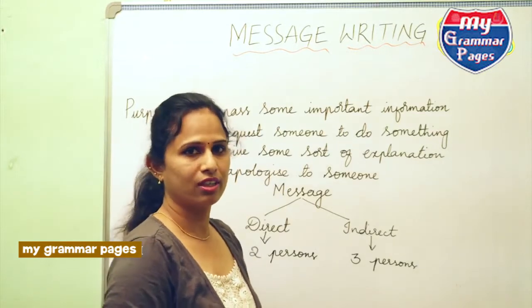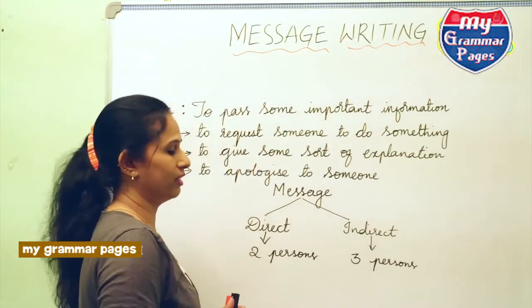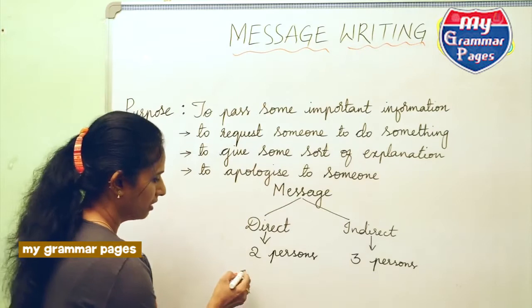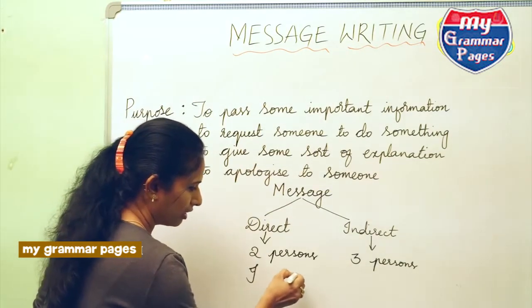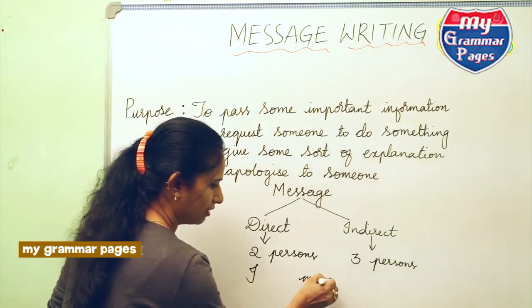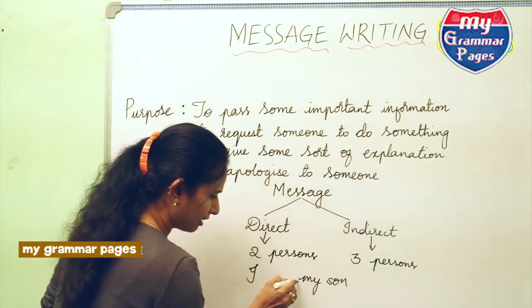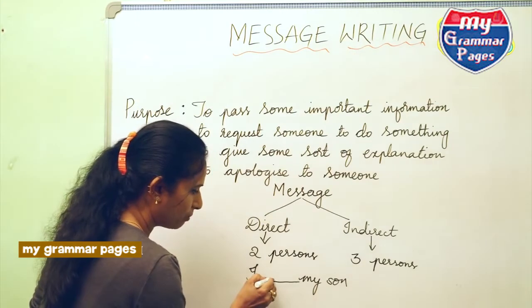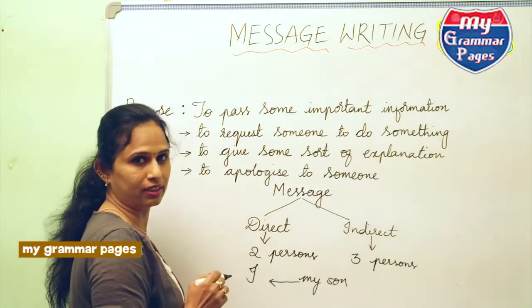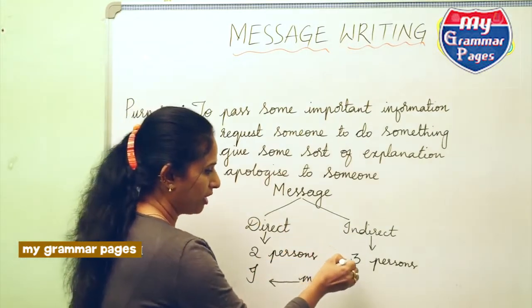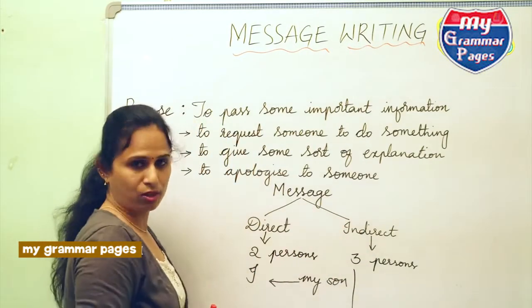Here you might have observed, there is an involvement of two persons. One is me. The other one is my son. So my son drops a direct message to me. There is no involvement of any other person. Now coming to the indirect message.